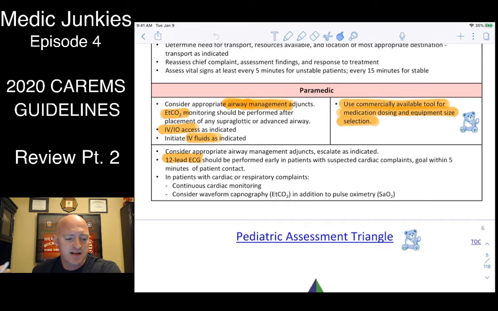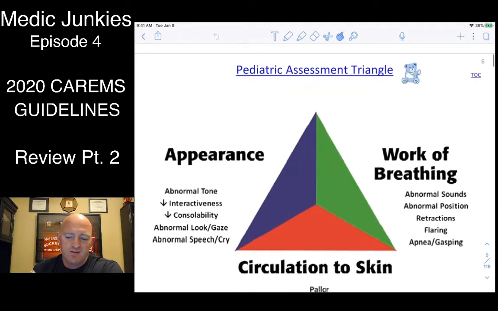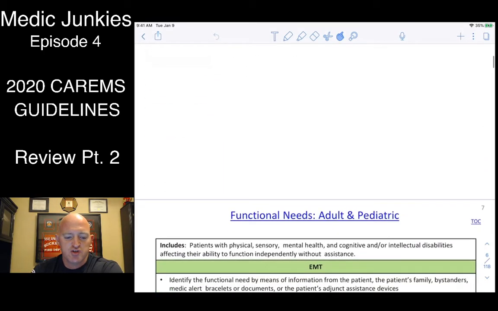IV IO access, we'll talk about IOs a little bit later. Try to obtain 12 leads. There's a whole list of reasons why you need to do a 12 lead later in these protocols. I mean, jokingly, pretty much everybody nowadays should get a 12 lead. Another note here with the kids, again, commercially available tool for medication, dosing, and equipment size. Again, just, is it a Braslow tape, COPA card, anything else you may have in there. There's a couple little references throughout these protocols, like the pediatric assessment triangle.